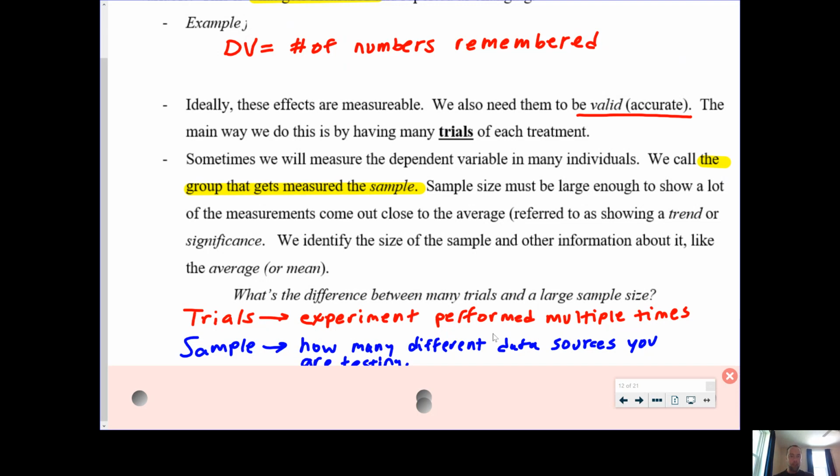So the difference between trials and sample: trials are the experiment performed multiple times, whereas a sample is having many different data sources you are testing. So different people, amount of yeast, things like that. That's something you have to keep in mind when you're testing. Do I have a large sample size or do I have multiple trials? If you can't perform multiple trials, you want to have a big sample. If you don't have a big sample, then you want to have multiple trials.